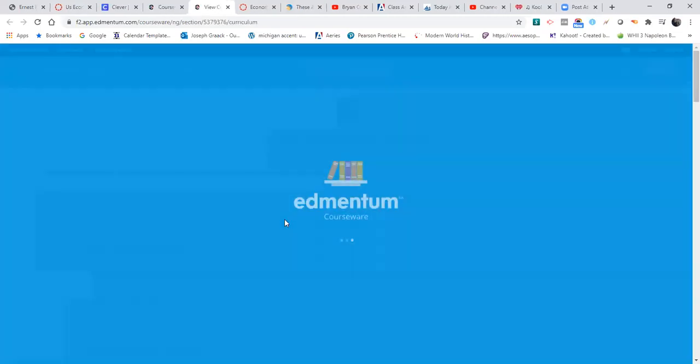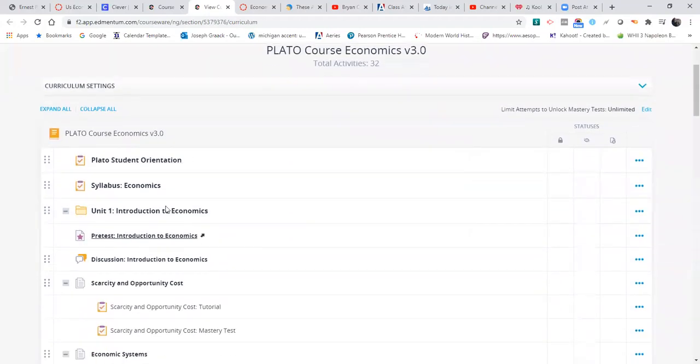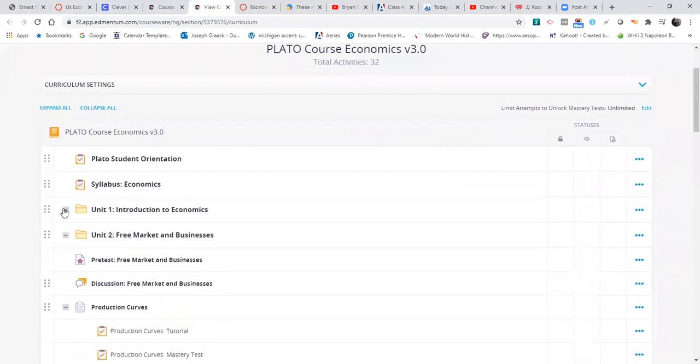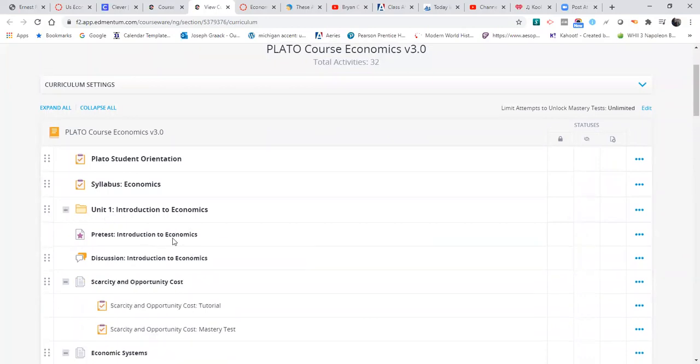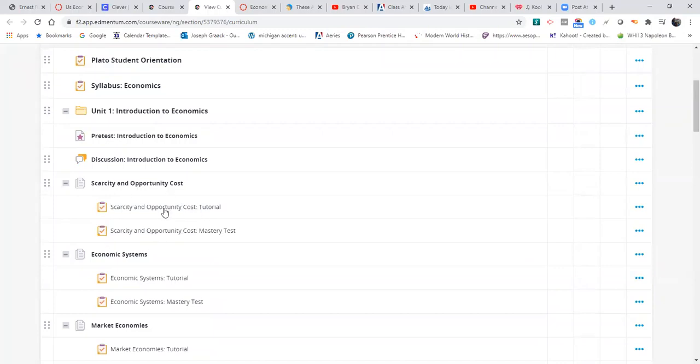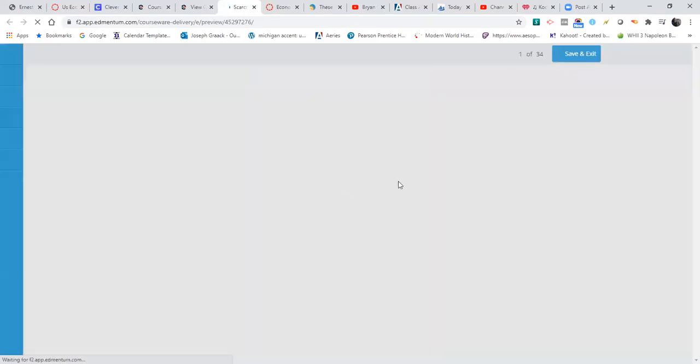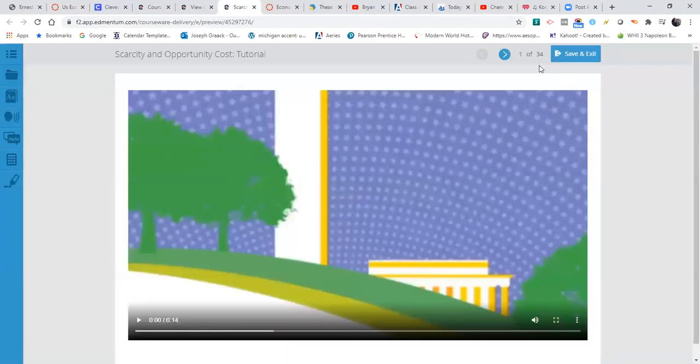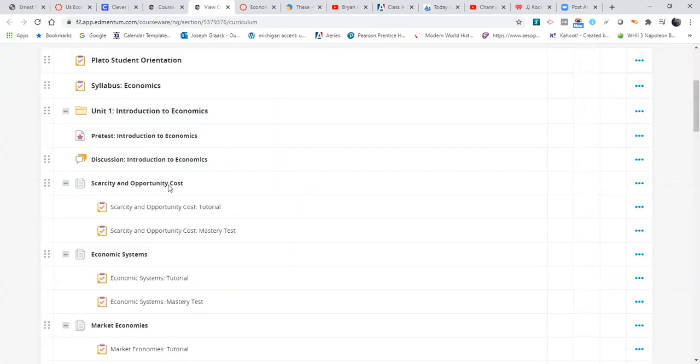So once you go to Edmentum, if you go to all activities or new activity, you do not have to do the introduction, okay? This introduction to economics you do not have to do. You're going to do scarcity and opportunity cost. I would recommend doing the tutorial first. Once you do the tutorial, okay, that'll have all the information there for your assessment.